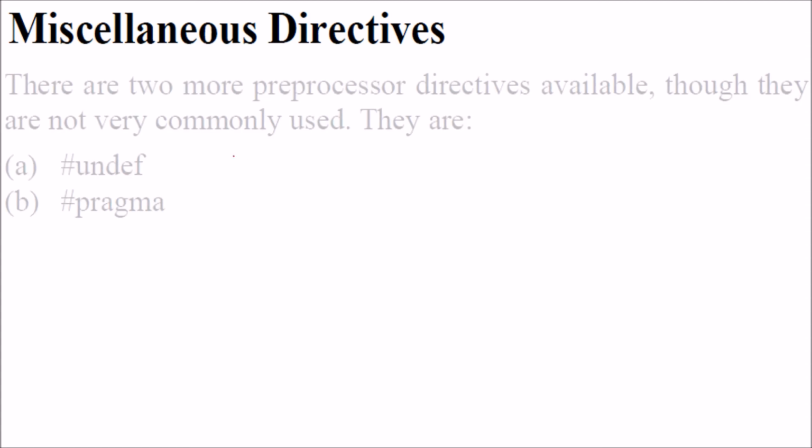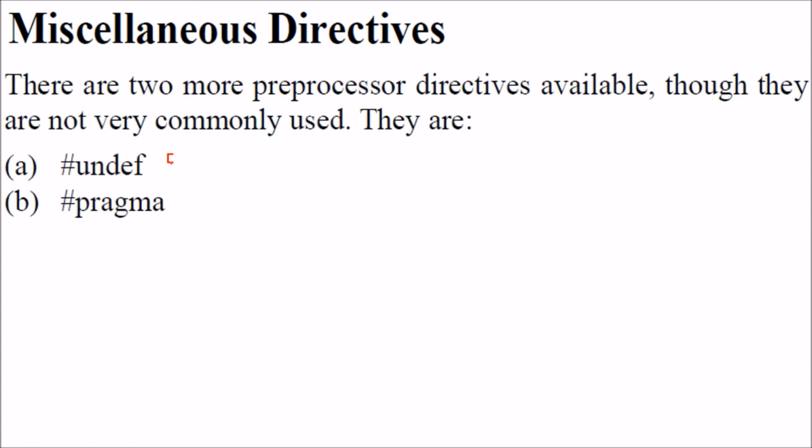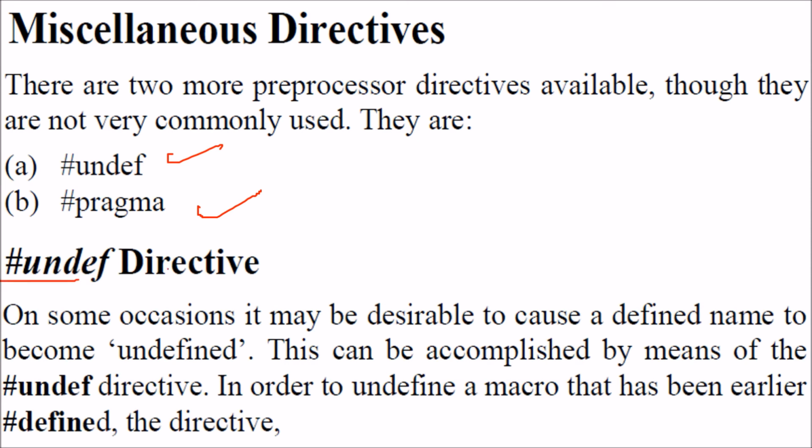There are other directives also, like undef and pragma. What are these undef and pragma? Undef is undefined. There are various situations you might encounter where it may be desirable to cause a defined name to become undefined. You have already defined something. Now you want that to be undefined. For that, you use this undef directive.